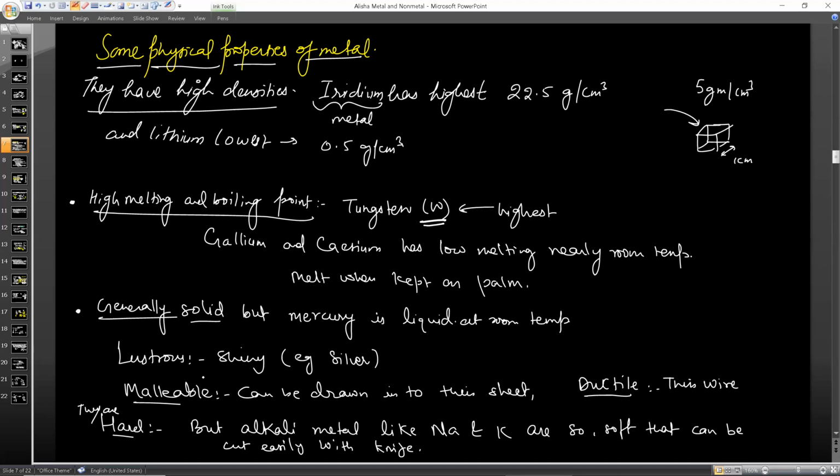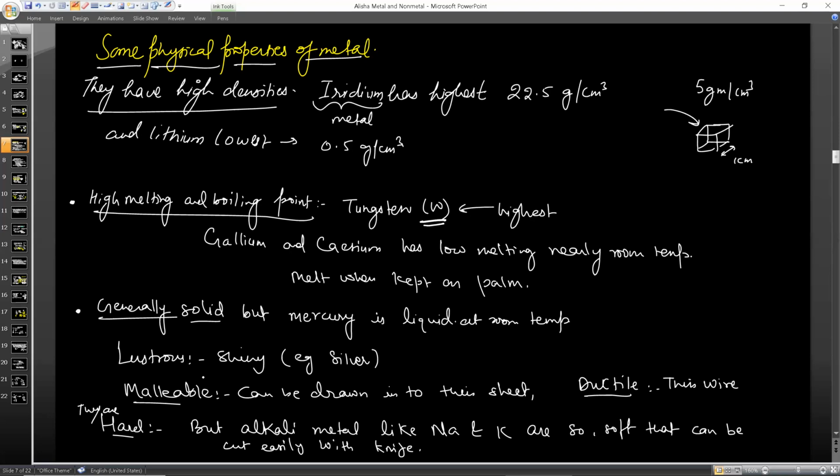And ductility means they can be drawn into thin wire, meaning they can be stretched and keep on stretching. Gold is the most ductile metal: even 1 gram of gold is enough to be drawn into a wire 2 kilometers long. So gold is the most ductile and malleable metal.